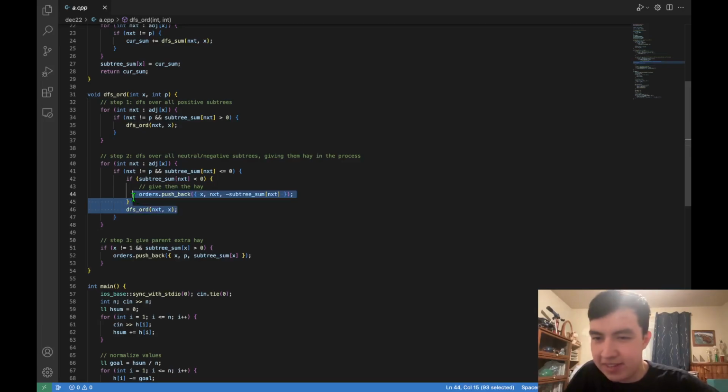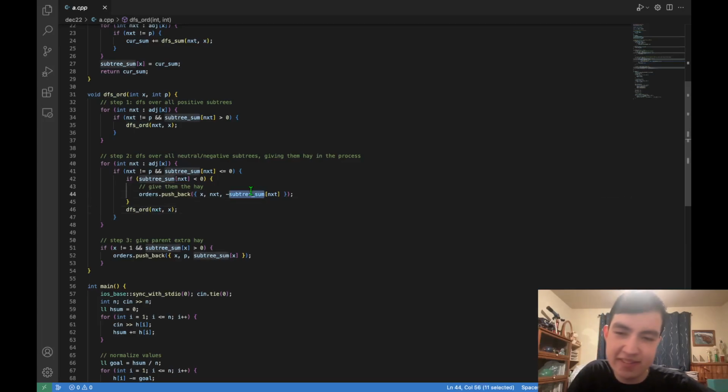And it's important that we do it in this order. We need to give them the hay first before we actually do the recursion, because we need to make sure that they actually have enough hay to be able to recurse. Note that we don't actually have to change the subtree sum. We just kind of implicitly give it to them and assume that we have enough whenever we're doing this recursive search.